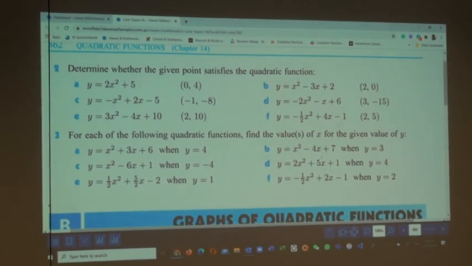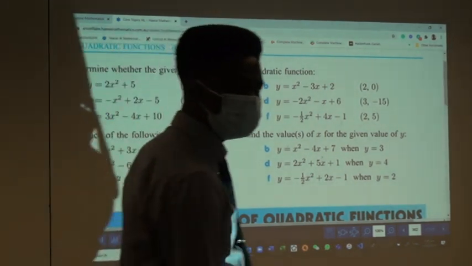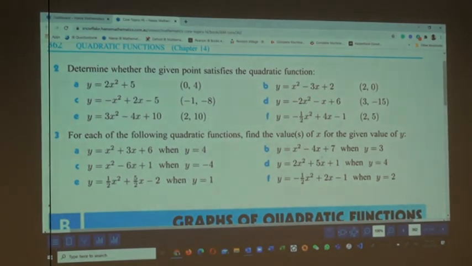What do you mean? For B. For B, oh, okay. So you have what kind of roots is that? Huh? What kind of root is that?